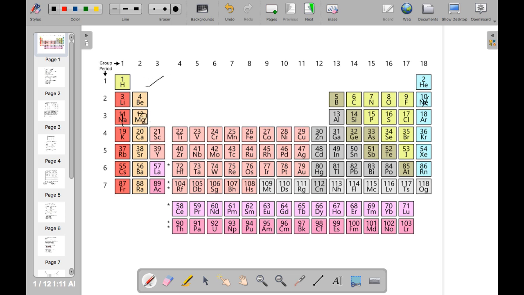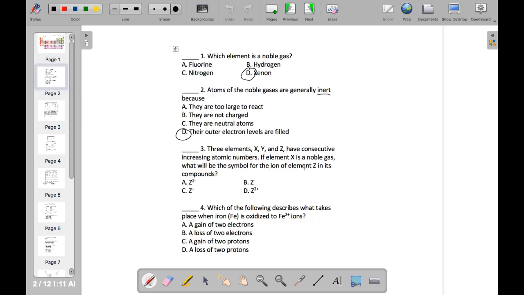So Z is going to be in group 2. Well, and see, it doesn't really matter where we put X. If X is here, then Y would be here and Z would be here. So no matter what, Z is going to be in group 2. And we know that group 2, when it becomes an ion, it will become a cation and lose 2 electrons. So it will be 2 plus. And so Z would be Z2 plus.